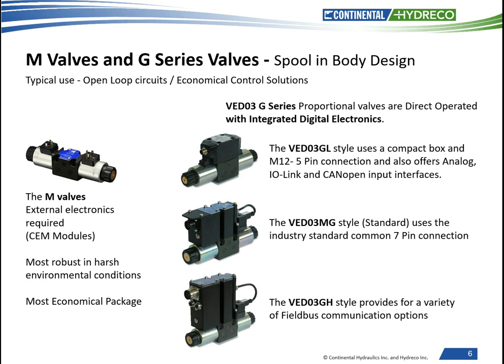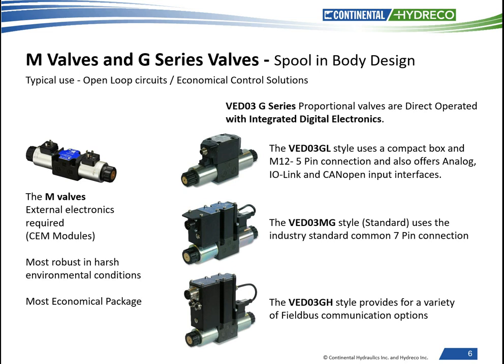M and G series valves. M and Gs are the most economical family of products and are widely used to gain control over the motion of any hydraulic load. Many of the applications do not require a high level of precise control, only control that allows for smooth acceleration and deceleration or variable velocity.